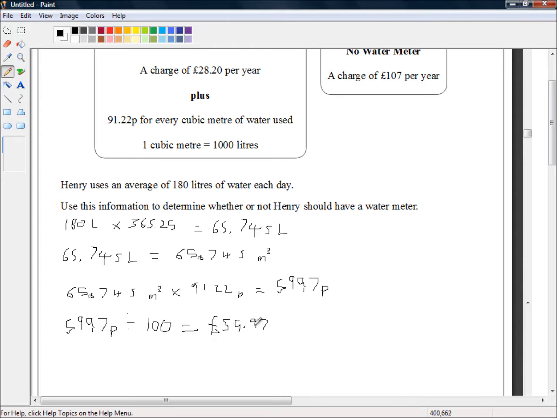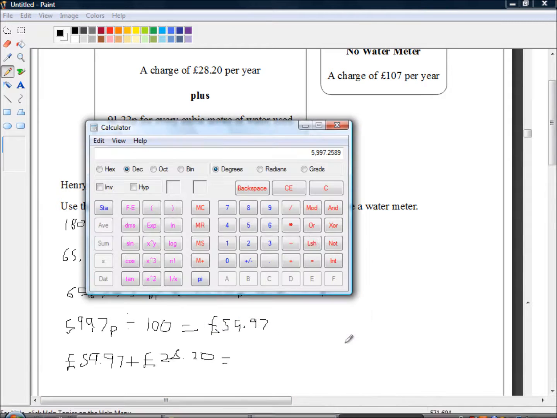Okay, so that's going to cost him £59.97 per year in terms of water usage, but he's also got a standing charge of £28.20 per year. So 59.97 plus £28.20 is equal to, I'll divide by 100, add the £28.20, and that's £88.17.